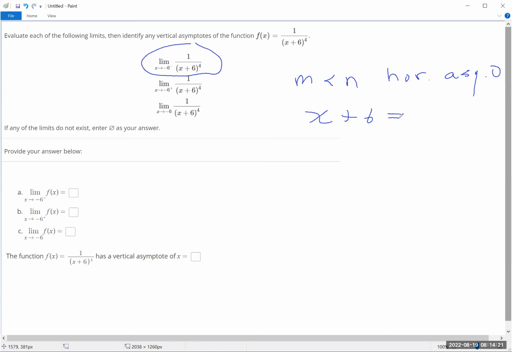Therefore, one of the points, or the point that is excluded, is going to be -6. So there's going to be a vertical asymptote there. So what this results in is a curve that looks roughly like this: 1, 2, 3, 4, 5, 6.